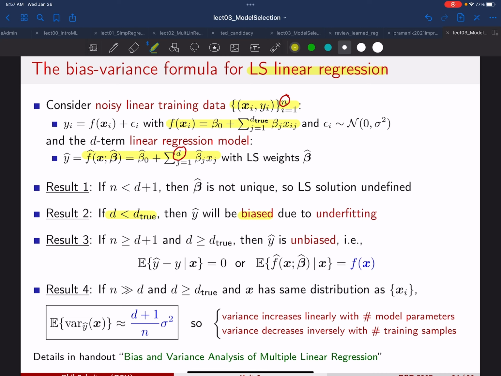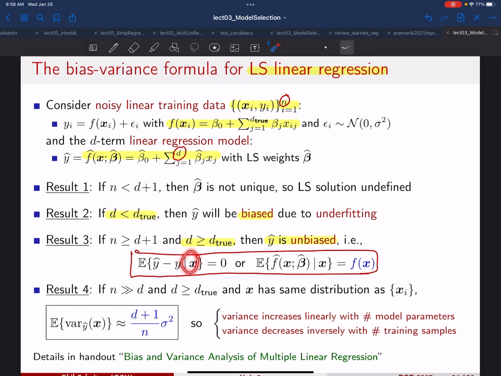On the other hand, let's assume that I choose my d greater than or equal to the true one, and let's assume that I have enough data so that this non-uniqueness problem vanishes. Then the cool thing is you can prove that y hat is going to be unbiased. And in terms of definitions of what we mean by unbiased, there are two different ways to say it. You can say the expected value of y hat minus y given x is 0, for all x. Or you can say the expected value of f hat given x is f of x. Equivalent ways.